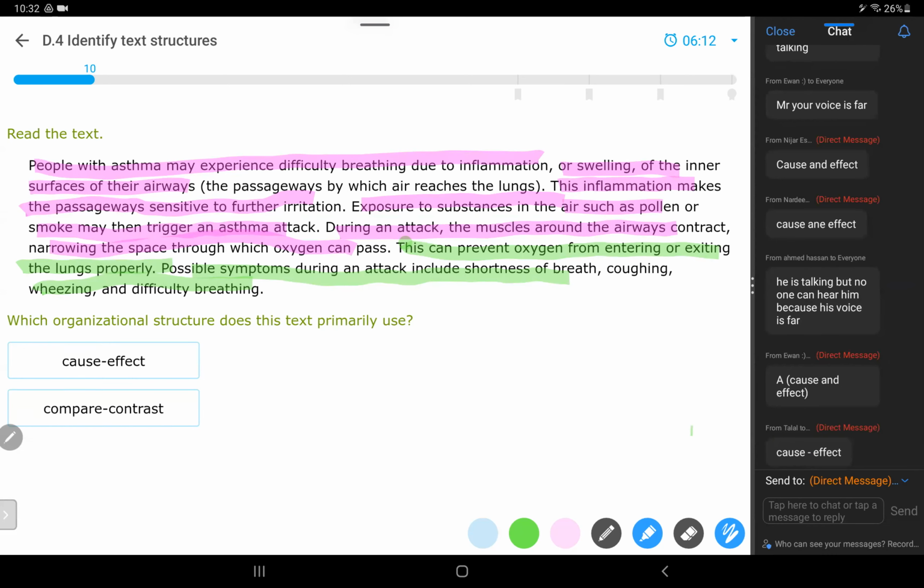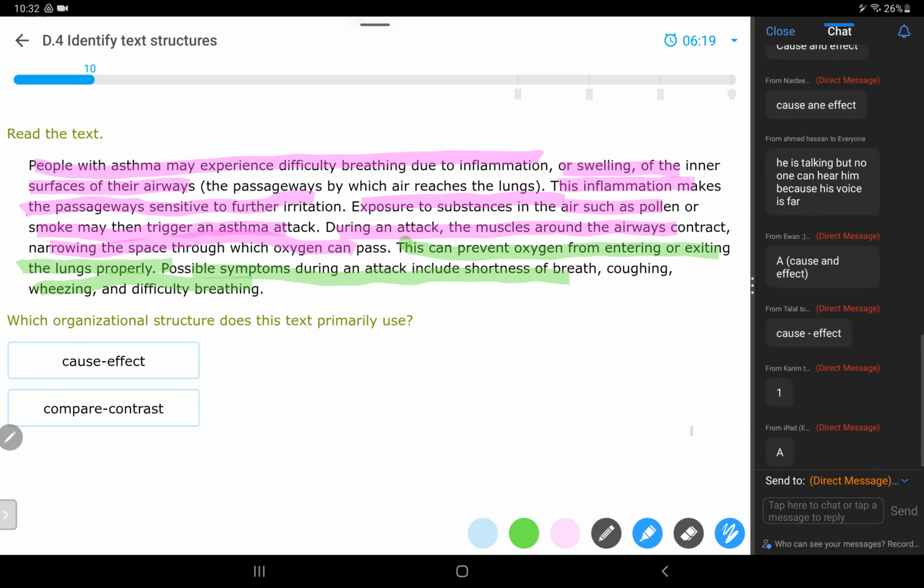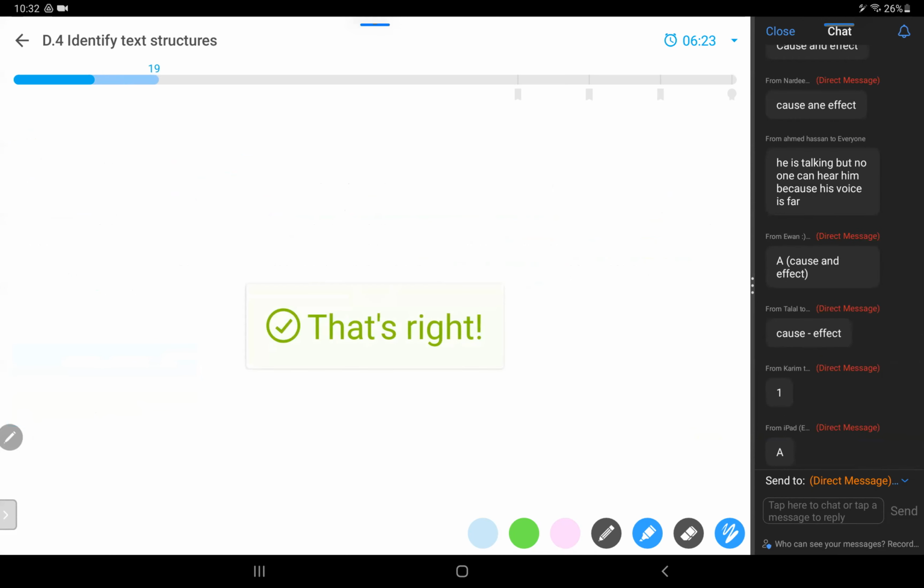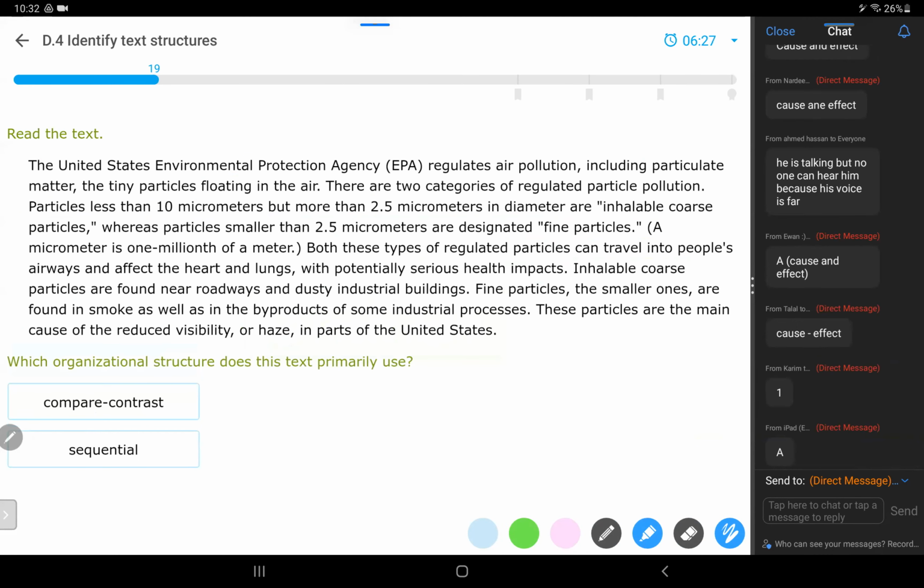Yes, it's a correct answer. It's cause and effect. Because of this asthma, you have this and this and this and this. So excellent. It's number A. Well done, guys. As you can see, very easy. Most of you got it correct. Let's do two more and then we stop.